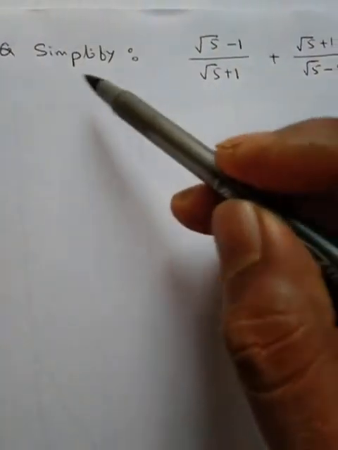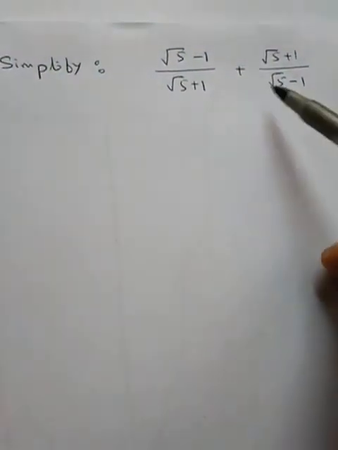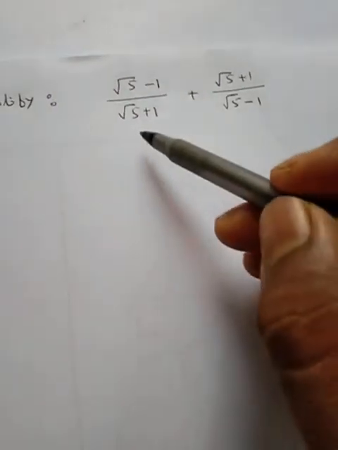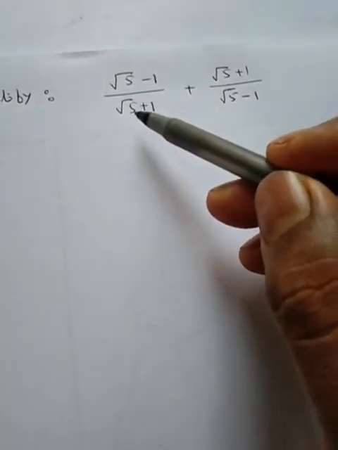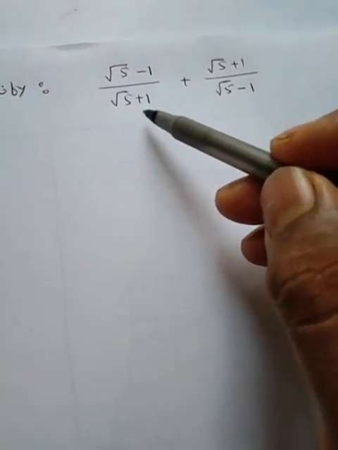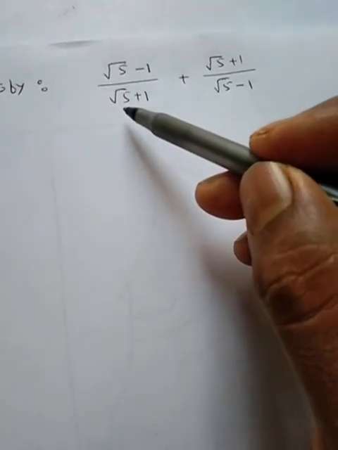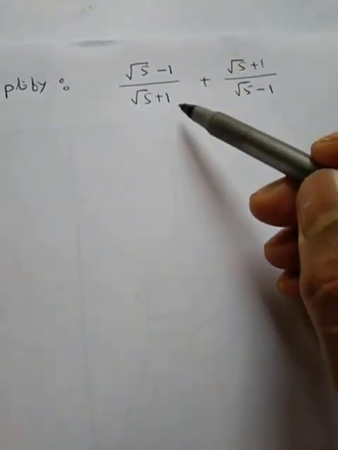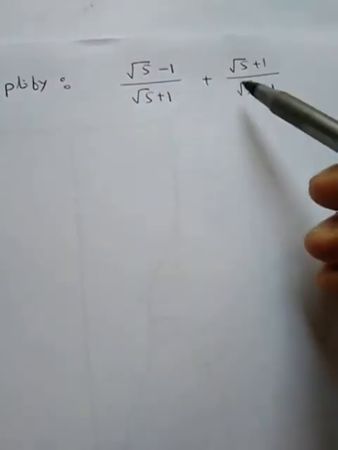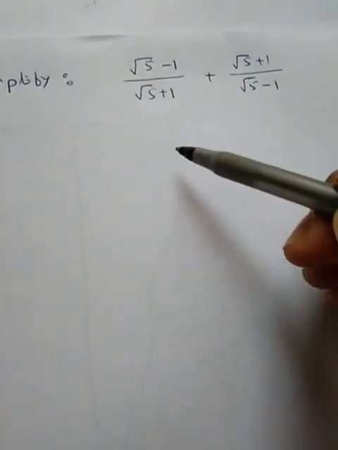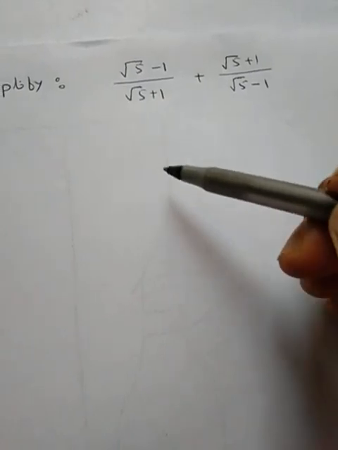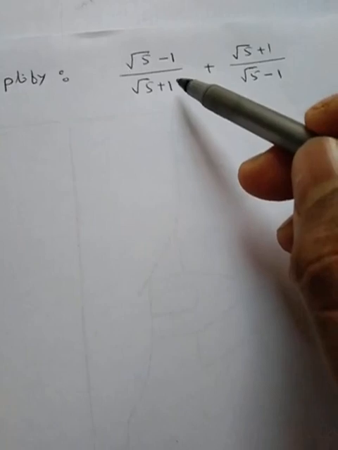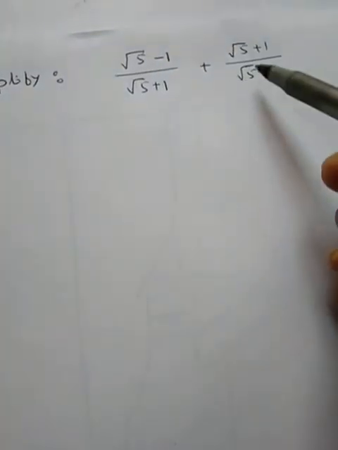Next example, simplify. This term is given. Now this kind of sum where the denominator has an irrational part, maybe both are irrational or one is irrational. So to simplify, the first thing is we have to rationalize the denominator, and automatically we will be able to do the next steps. So let us first rationalize the denominator of both the parts.